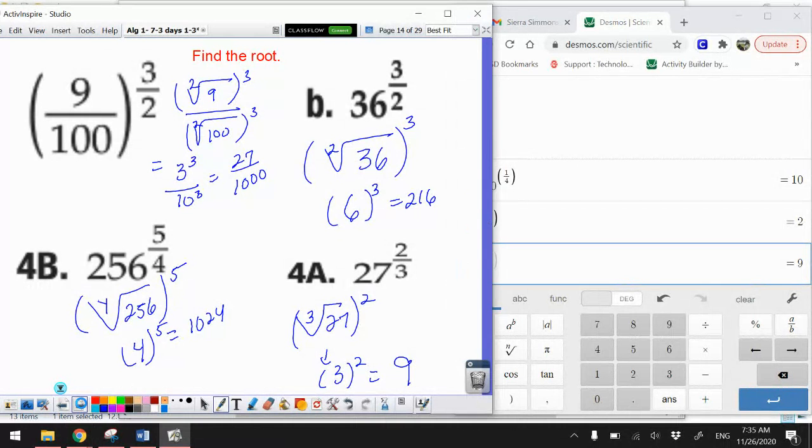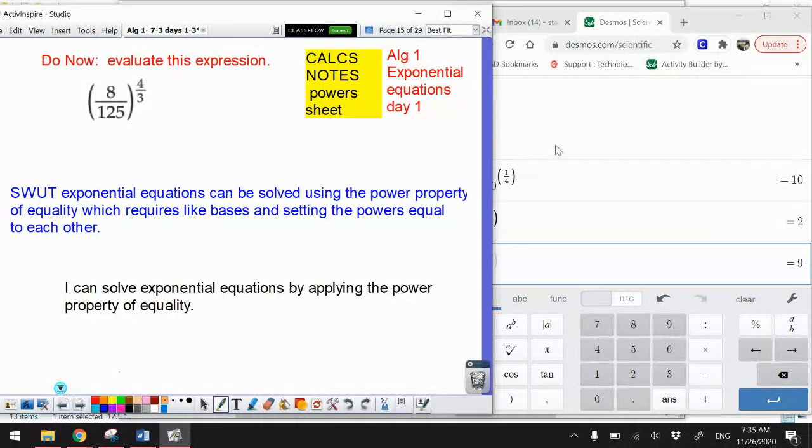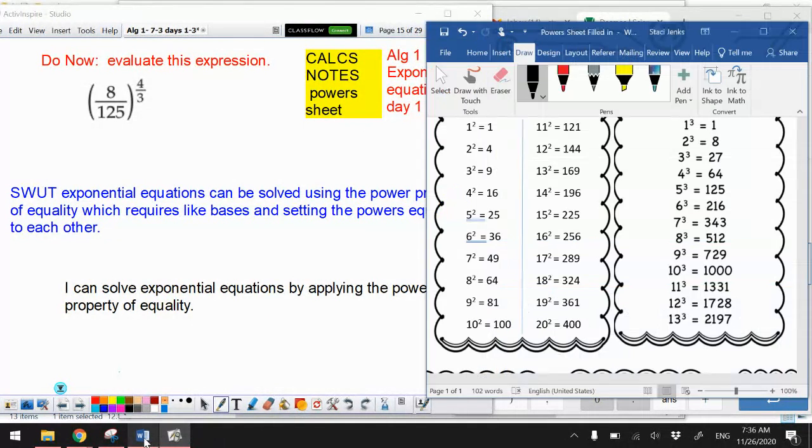So that's what you're going to be working on for today. As we move forward this week, we're going to be working on solving exponential equations, and that's where these bases come in super handy. So again, make sure that you either write these powers down or print this sheet out or something. You need to have these powers handy.